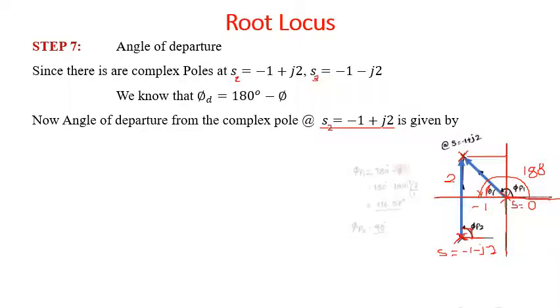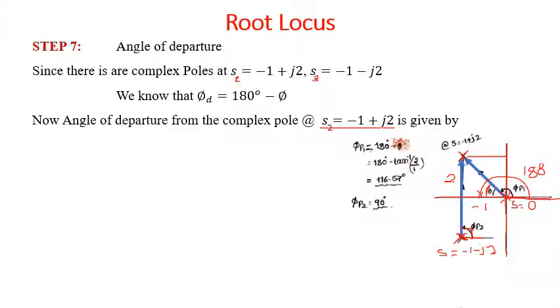So how did we find it? Phi p1 can be obtained by 180 degrees minus theta, so 180 degrees minus tan inverse of 2 by 1. So you will get the value as 116.57. Need not worry about this positive or negative sign. Take it as positive itself.